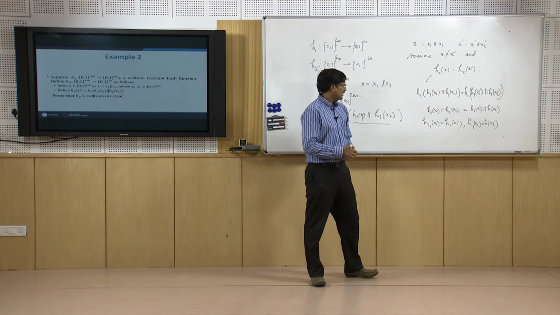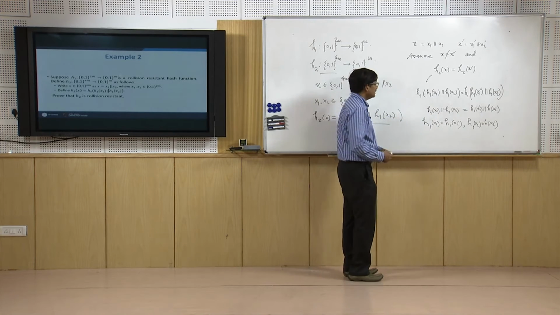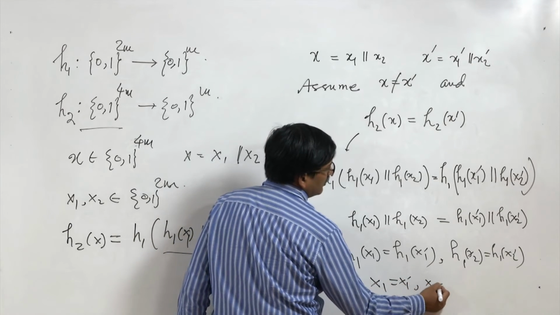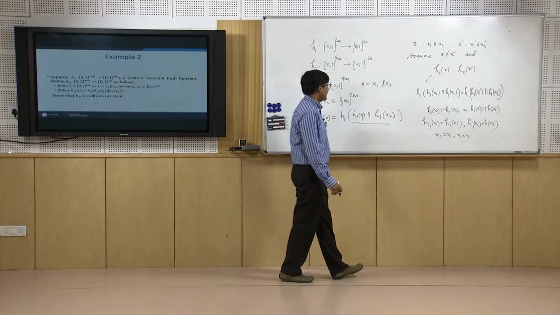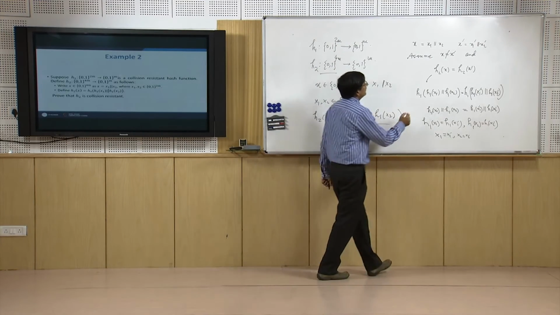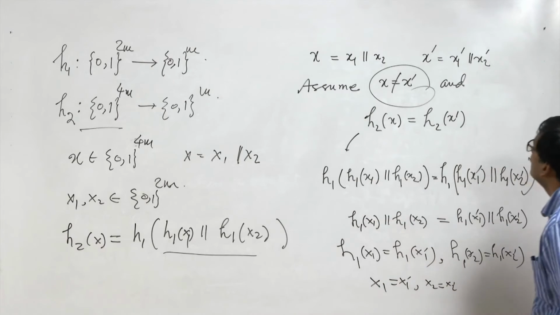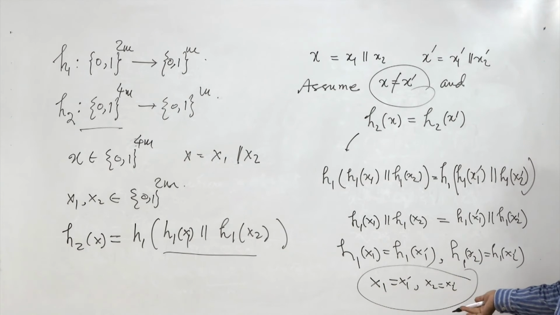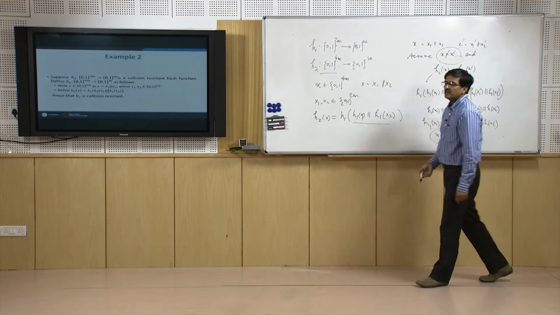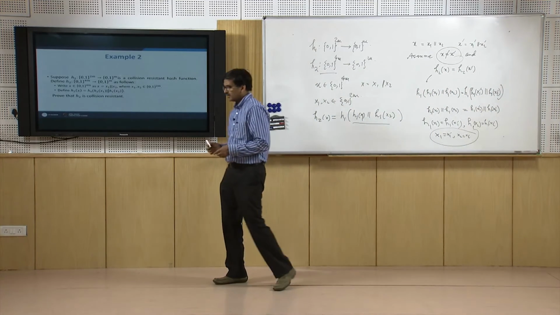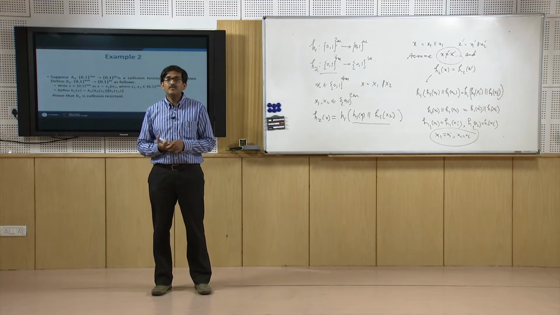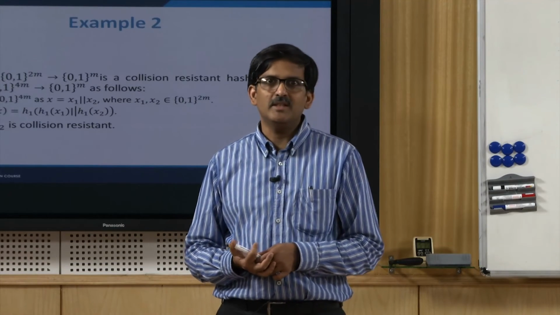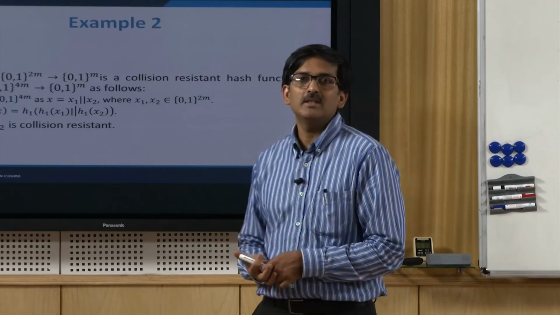So, when I have got an equation like this, it forces me to say that X1 is equal to X1' and X2 is equal to X2'. But that means that this assumption contradicts this, but I am forced to say this because my basic claim is that H1 is collision resistant, and therefore, I cannot assume that H2 is not collision resistant. H2 is also collision resistant.